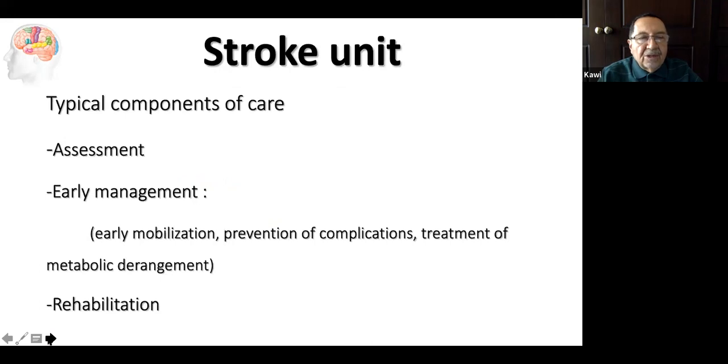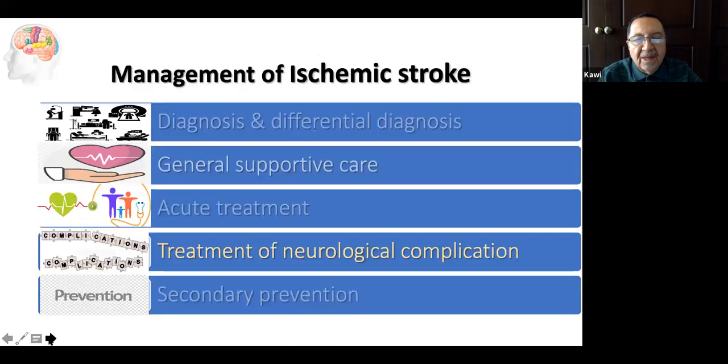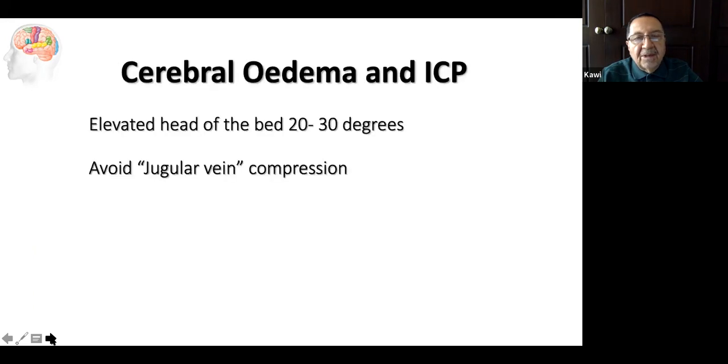A typical component of a stroke unit is a place for assessment and early management, and to correct all metabolic derangements and to give rehabilitation. Then, what are the neurologic complications that we need to address? Cerebral edema may happen, and for that, we elevate the head of the bed 20 to 30 degrees in order to reduce the venous pressure as much as possible. And also, we should avoid pressure on the neck because it can compress the jugular vein.